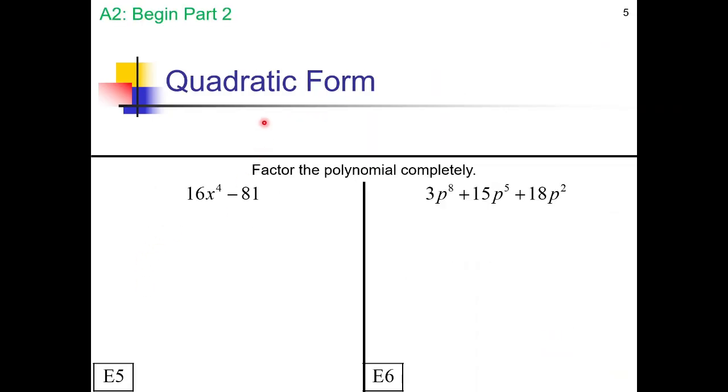Welcome back, those of you rejoining us from the Algebra 2 college prep course.